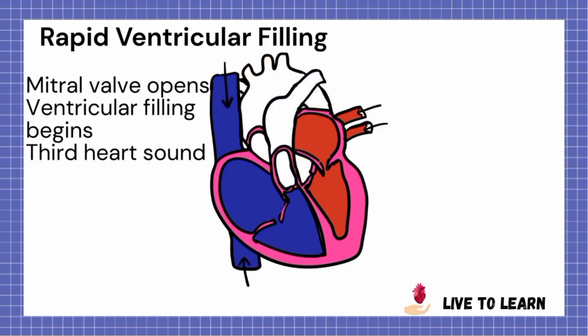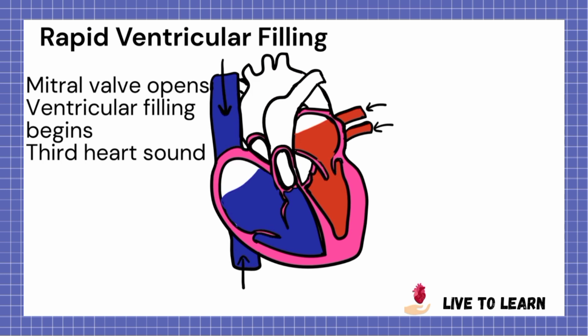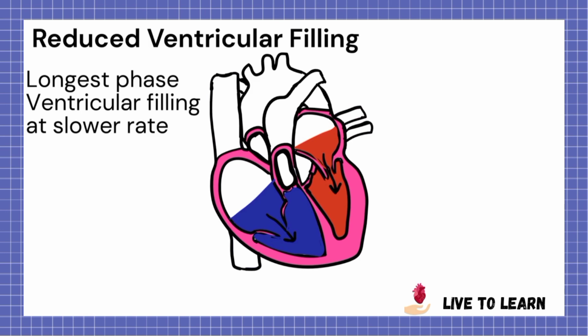During rapid ventricular filling, the mitral and tricuspid valves open and ventricular filling begins. Rapid blood flow from atria into the ventricles causes the third heart sound, which is normal in children but not in adults. Reduced ventricular filling, or diastasis, is the longest phase of the cycle, during which ventricular filling continues but at a slower rate.